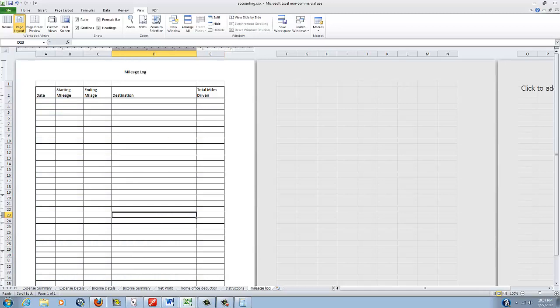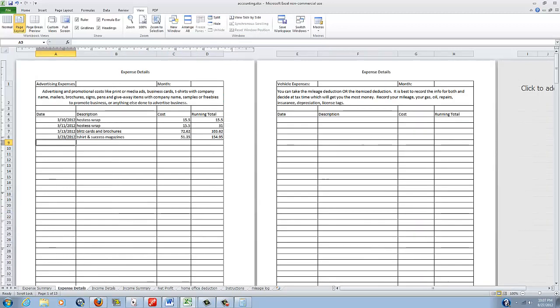You just write the date, the starting mileage, the ending mileage, where you went, and the total miles driven. For me, it's much easier to do it that way, and I actually get more on my taxes if I do the mileage log as opposed to vehicle expenses. That's something that you'll have to figure out for yourself, if you want to do vehicle expenses or a mileage log.